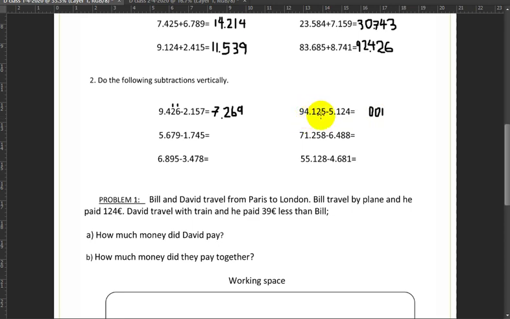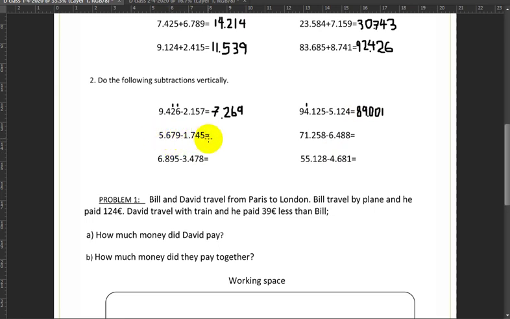And then 4 take away 5 I can't do, so I borrow. 14 take away 5 makes 9. And then I say 9 take away, well, there's nothing here in the tens of thousands, but I need to take away 1 because I borrowed 1, so this is going to become 8. So 89,001.